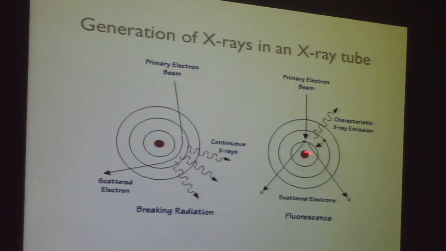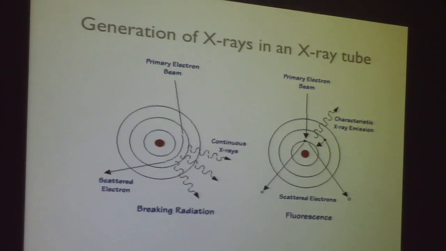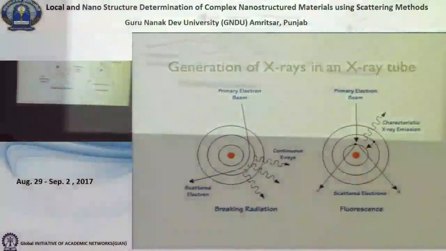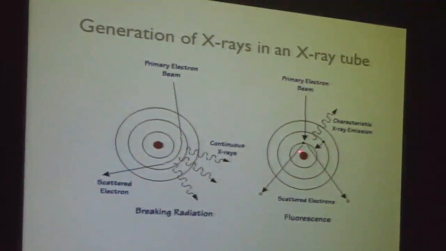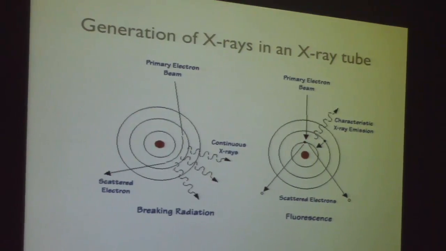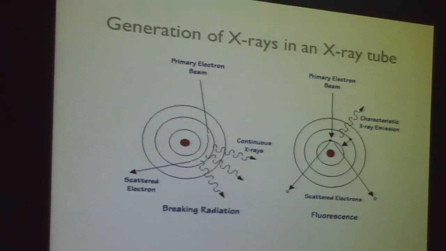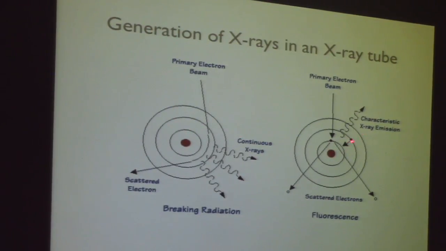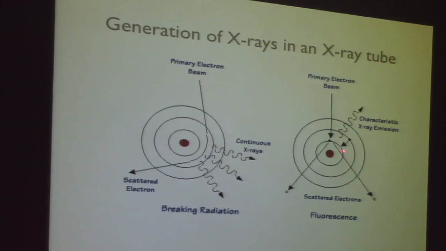There's another way that the electrons can interact with the atoms. In the atom, the electrons are actually in eigenstates, quantum states, so they're in stable states. And what can actually happen is that the energy from the primary electron can be absorbed by an electron in some energy level of the atom, and then that electron can be emitted, and that leaves a hole in the core level of the atom. And what will happen then is one of the outer electrons from the atom will fall down into the core level.